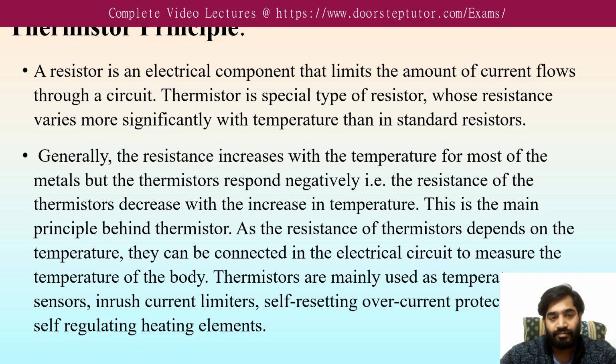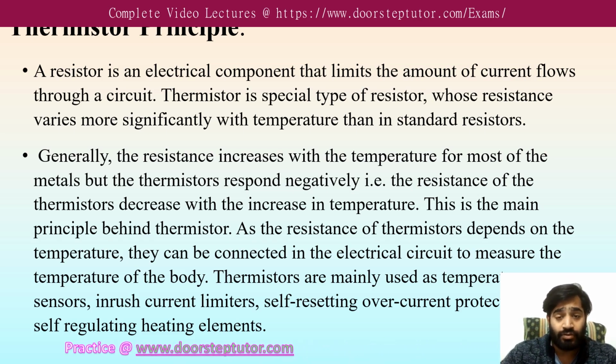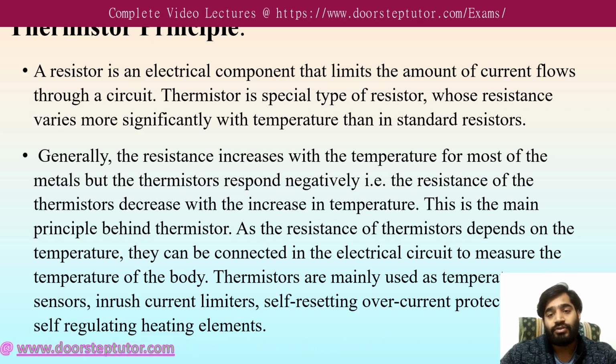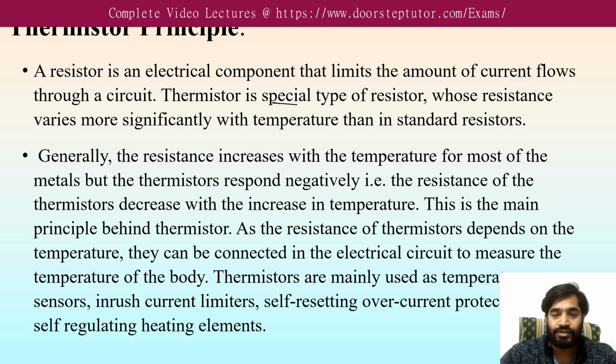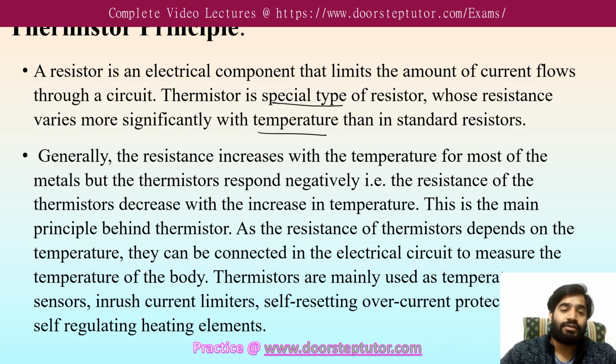So if we see the principle, on which principle it is based: a thermistor is a resistor. As we know, a resistor depends on the amount of flow of current. We know resistors, but when we talk about a thermistor, it is a special type of resistor. Why is it a special type of resistor? Because it depends upon the temperature. So what happens with the temperature?